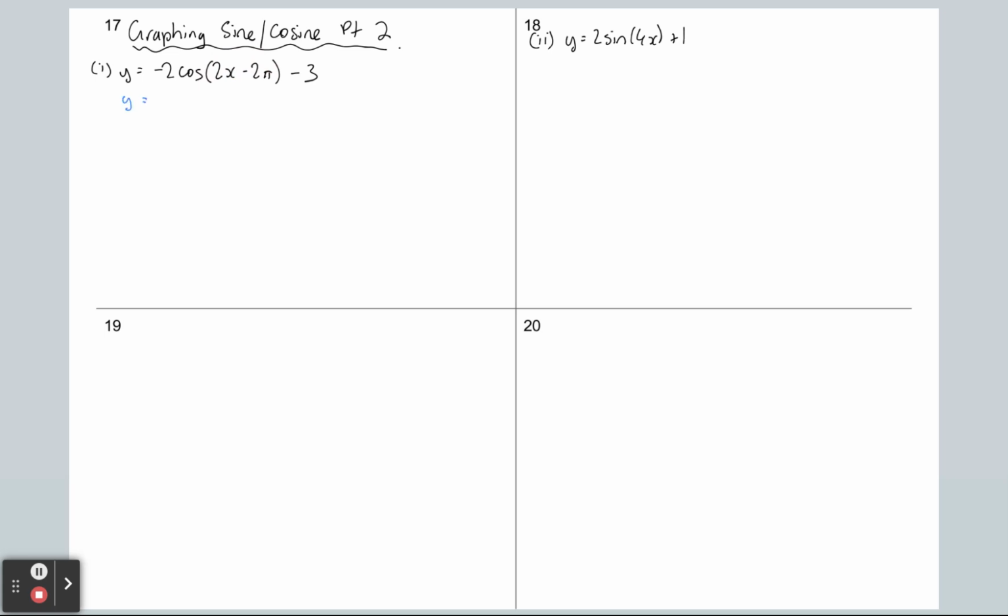So we rewrite this as negative 2 cosine 2 outside of x minus pi, minus 3. Now we can deal with it. As usual, we are taking one cycle to graph. We could graph more than one cycle. We could graph half a cycle, but we're just going to take it as one cycle.